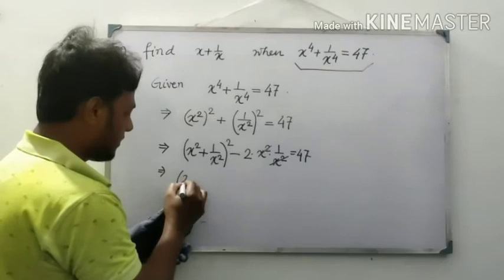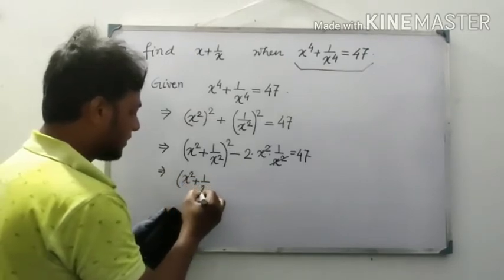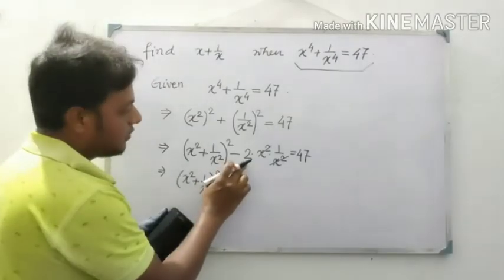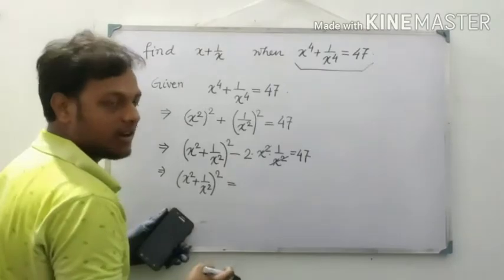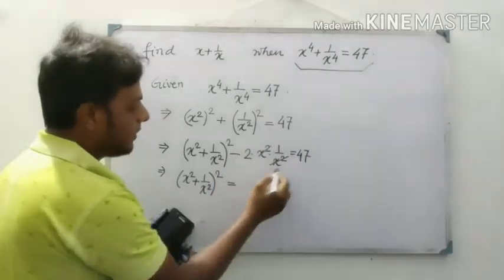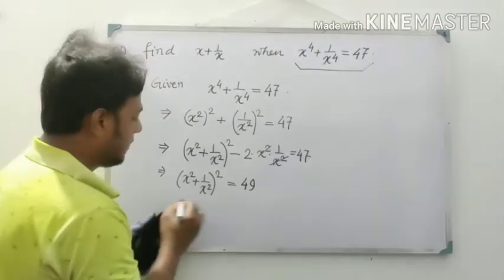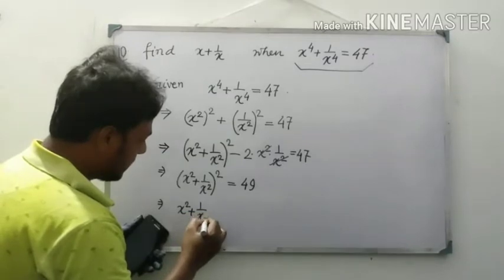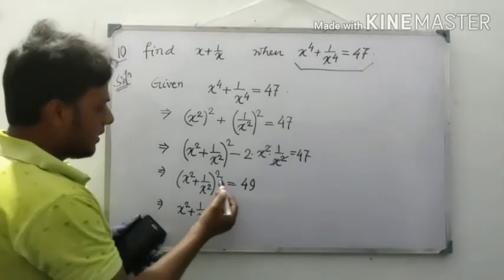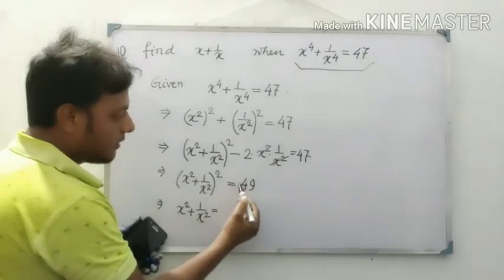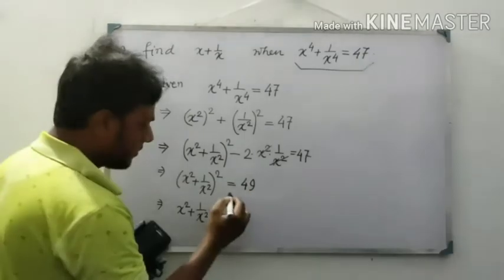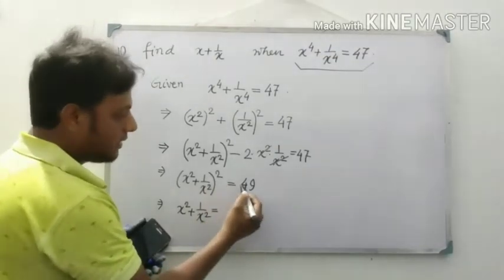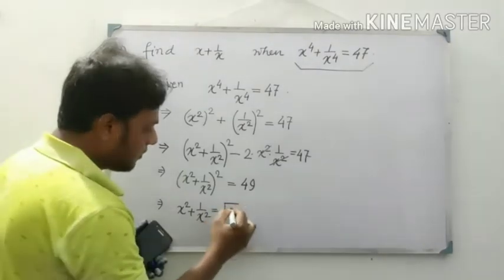So ultimately we get x square plus 1 by x square. See, the power of x diminished, this is only 2 and minus is there. So if you consider this term on the right hand side, then it will be plus. So 47 plus 2 equals 49. This implies x square plus 1 by x square equals, to remove this square from the left hand side, we have to take the square root, so equals square root of 49.